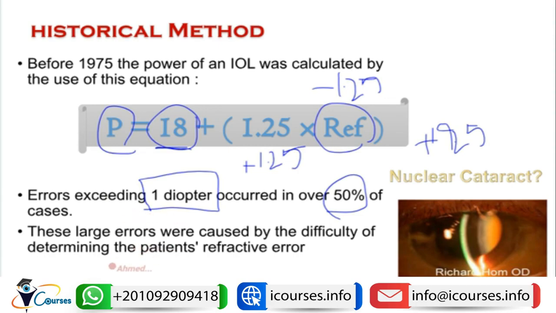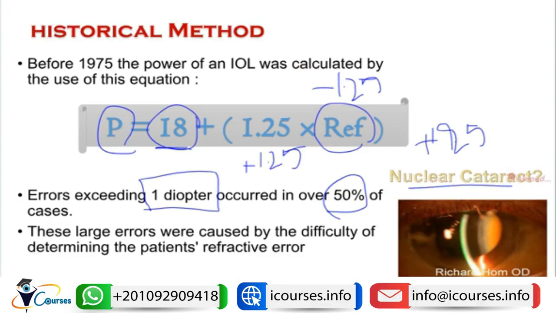So there have been large errors caused by the difficulty of determining the patient's refractive error. At that time, they didn't have an autoref, they didn't have retinoscopy, so they didn't have any clue about the patient's refractive error. Also, another problem was the nuclear cataract.